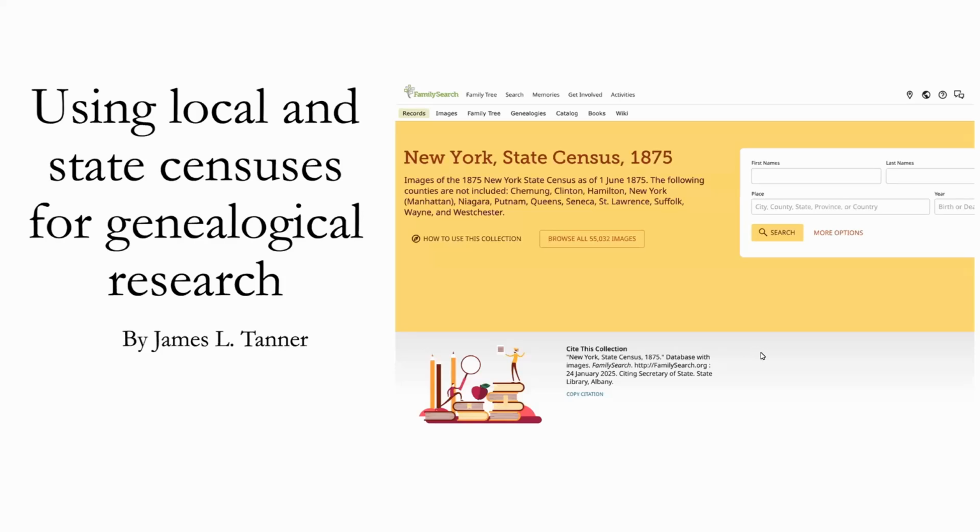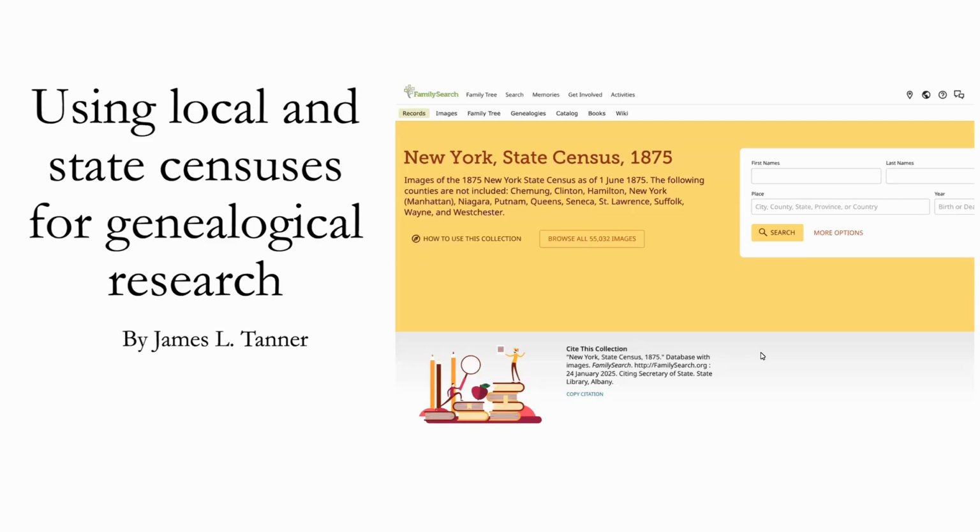Well, we'd like to welcome everybody out to another Sunday afternoon class using local and state censuses for genealogical research. This is one of the areas that is probably the least used of the most usable records that I can think of. In other words, these are very, very good records to use for a lot of different purposes in genealogical research. And from that standpoint, they are probably the least used.